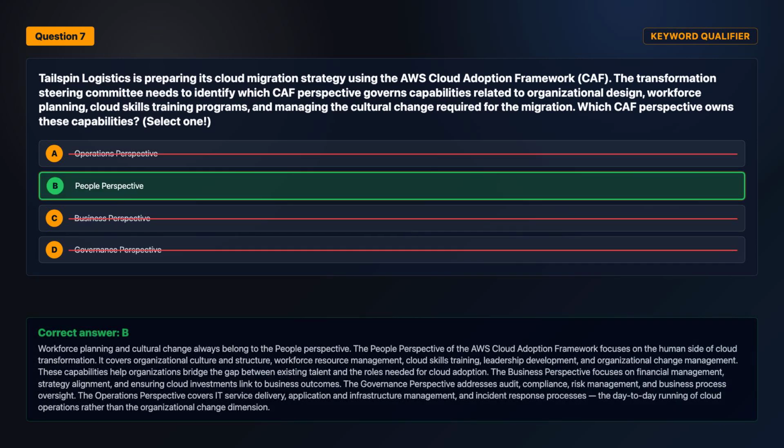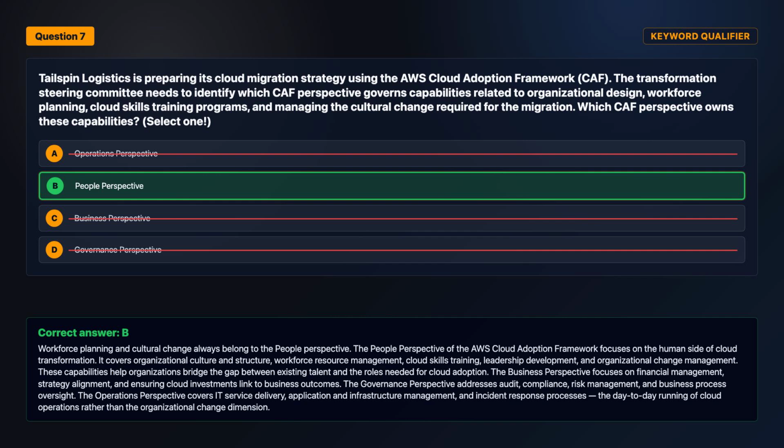The correct answer is option B. Workforce planning and cultural change always belong to the people perspective. The people perspective of the AWS Cloud Adoption Framework focuses on the human side of cloud transformation. It covers organizational culture and structure, workforce resource management, cloud skills training, leadership development, and organizational change management. These capabilities help organizations bridge the gap between existing talent and the roles needed for cloud adoption.